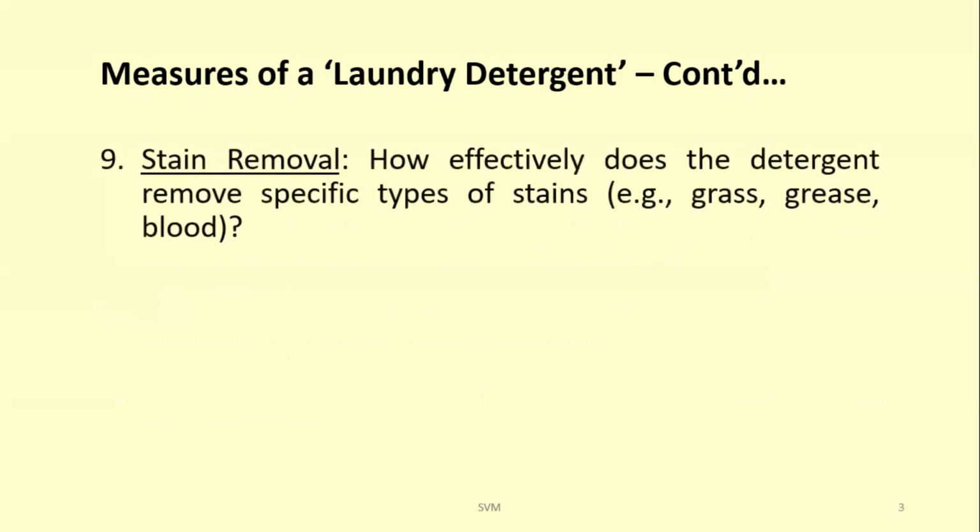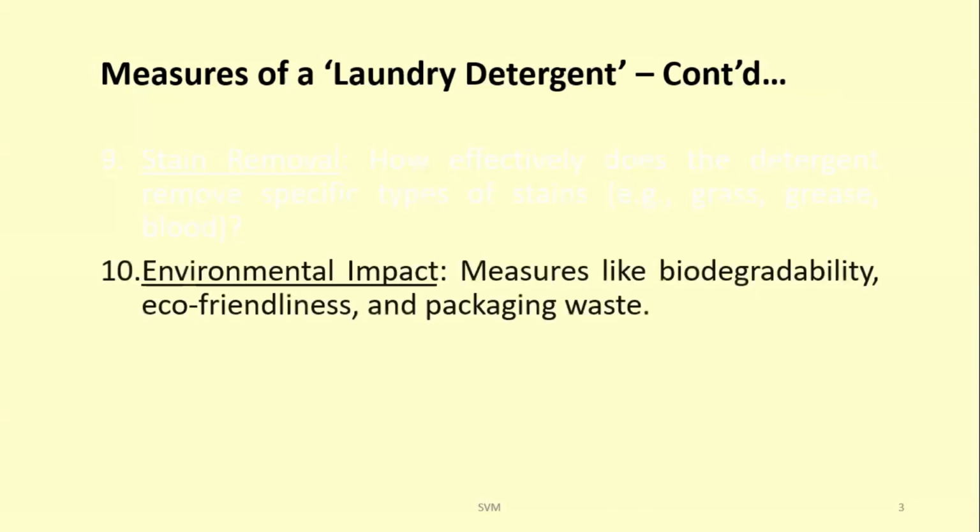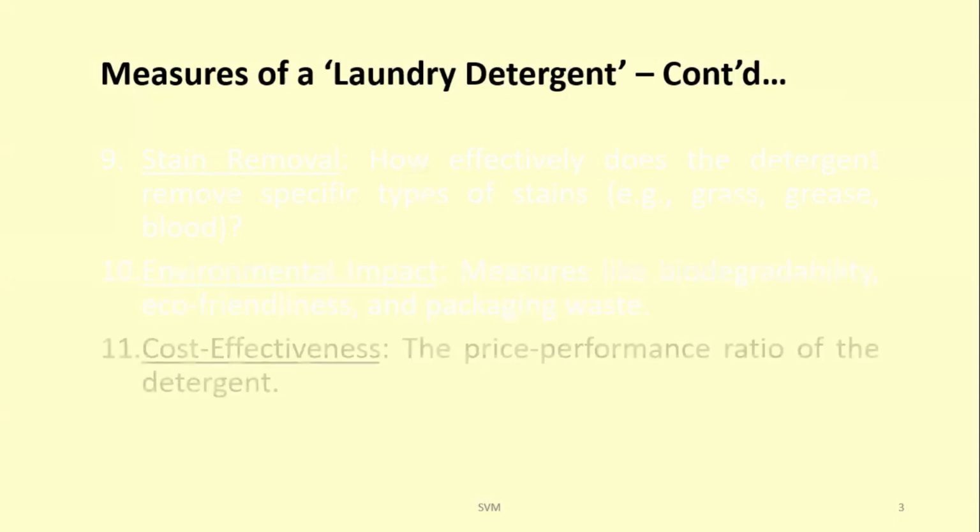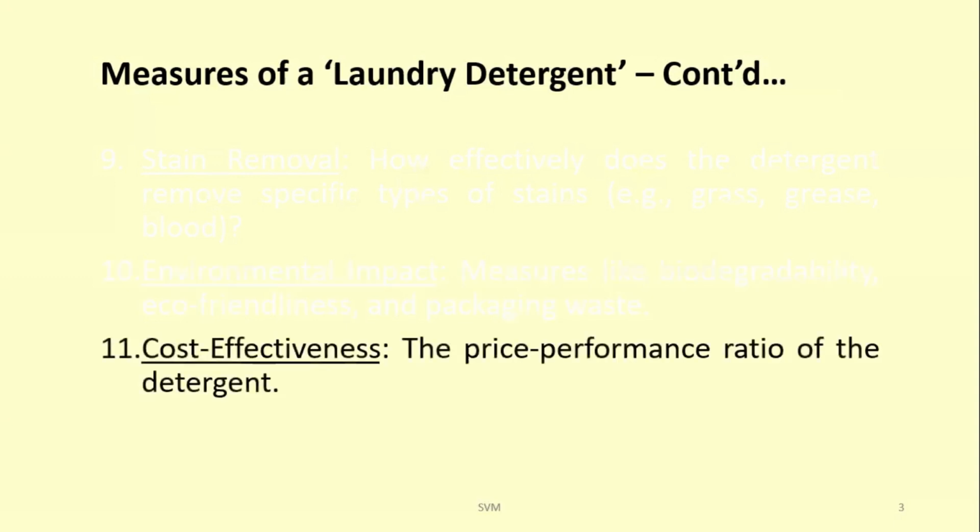Stain removal, how effectively does the detergent remove specific types of stains, for example, grass stain, grease stain, blood stain, etc. Environmental impact, measures like biodegradability, eco-friendliness, and packaging waste, because of this laundry detergent can be measured. Cost effectiveness, the price performance ratio of the detergent can be measured.